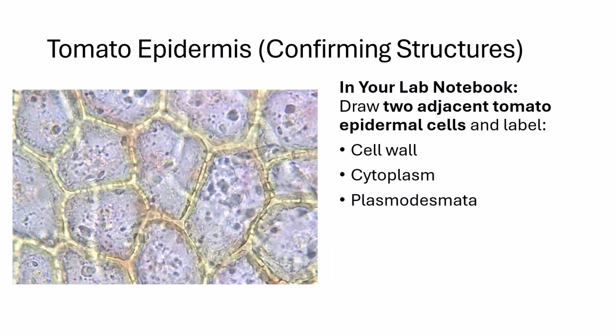Now it's your turn to draw what you observed. Draw two adjacent tomato epidermal cells and label the cell wall, cytoplasm, and plasmodesmata. Your drawing does not need to be artistic. It needs to be clear, accurate, and labeled. If plasmodesmata are difficult to see in the image, do your best to represent them based on the area where cells connect and make a note where they are subtle. Pause the video here and resume when you're finished.